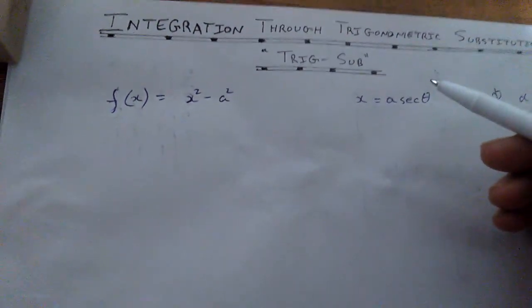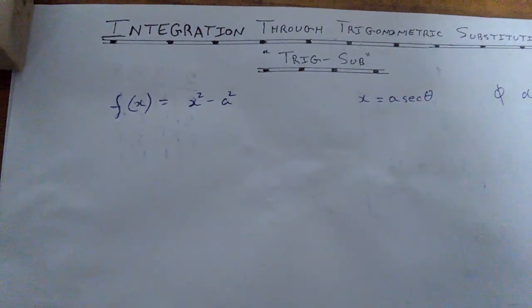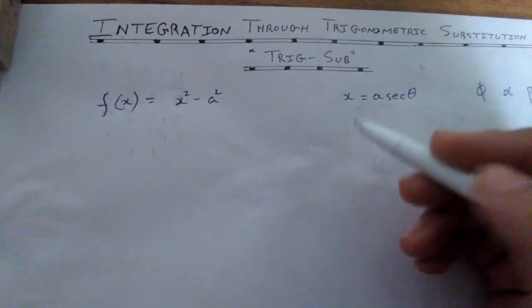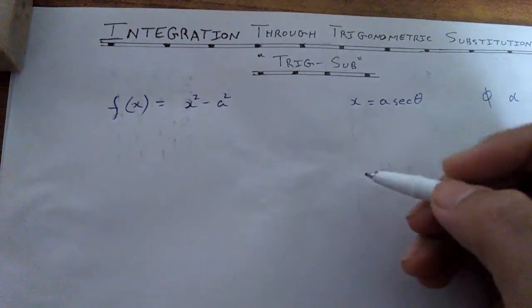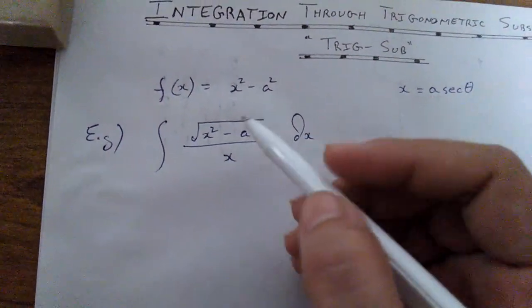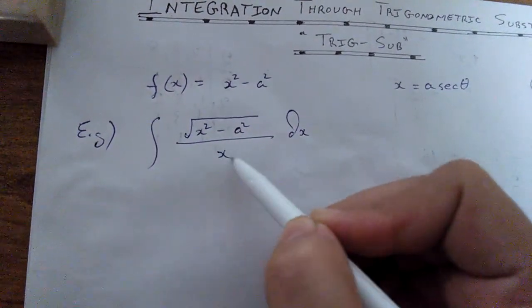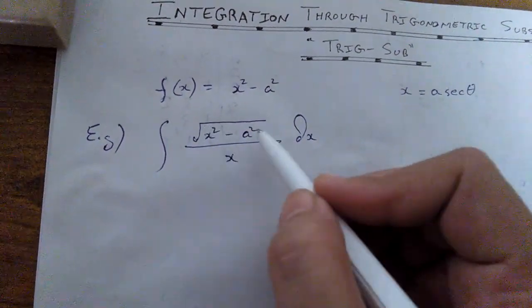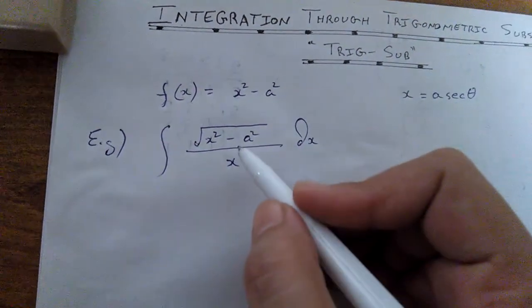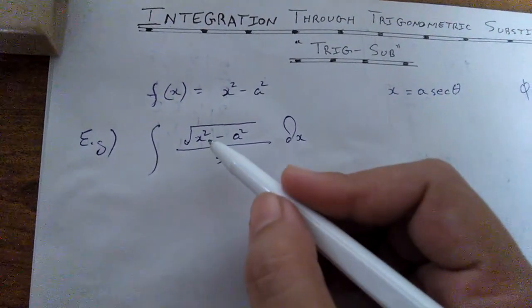This is the last type of our trigonometric substitution, and in this video we are going to evaluate two examples related to this function. So let's have a look at the very first example. Here you go. In the integrand, this entire thing you call the integrand, in the numerator of this integrand you are having this type. So we are going to substitute a sec theta in place of x, wherever we have x.